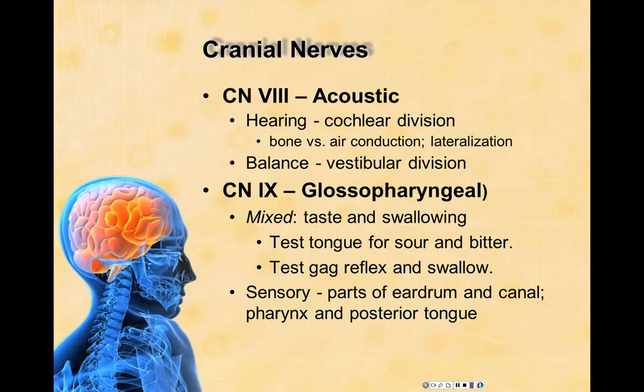Cranial nerve 9, glossopharyngeal, is a mixed nerve. It's responsible for taste and swallowing. Test the tongue for sour and bitter, and test the gag reflex and the swallow reflex. It's also responsible for the sensory part of the eardrum and canal and the pharynx and posterior part of the tongue.